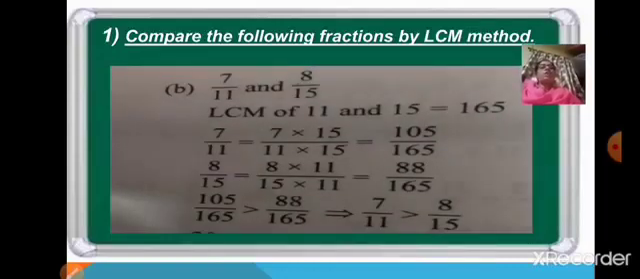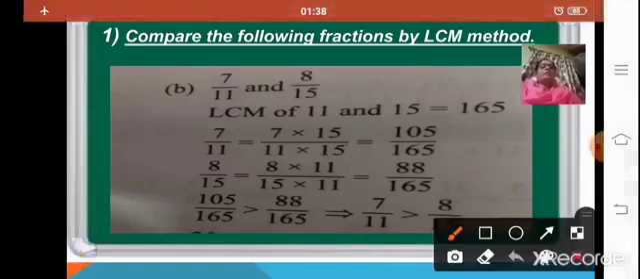This is what we have solved. 7 into 15, we multiplied, that is, first we found the LCM, that is 165. I showed you the method how to find the LCM. Then we took the first fraction, that is 7 upon 11. Now 11 into 15 will give you 165. The same number 15 is to be multiplied by the numerator also. So your fraction becomes 105 upon 165.